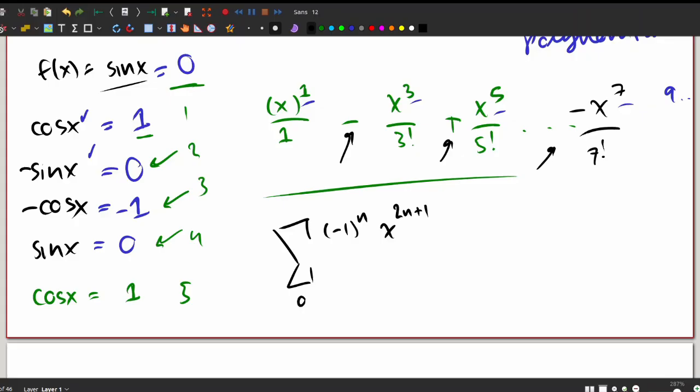And n is going to start at 0, ensuring that our first term is 1. And since these powers line up with the factorial in the denominator, we're going to say that our factorial is 2n plus 1 whole factorial. And so this is the Maclaurin polynomial for sine x.